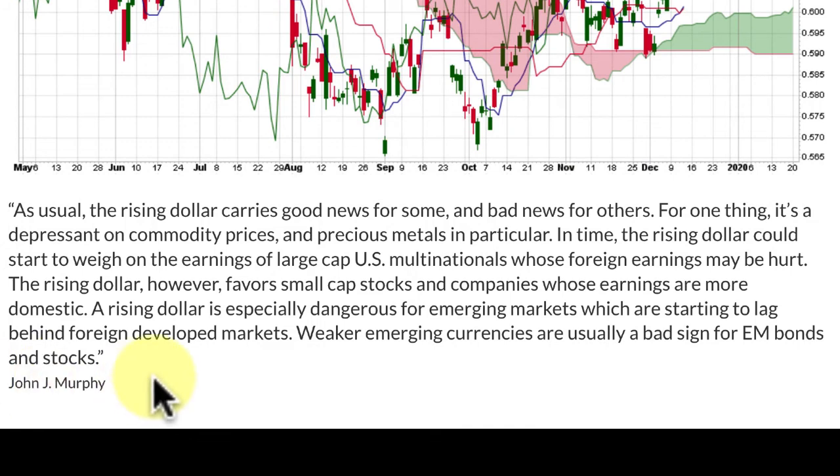"As usual, looking at this chart, the rising dollar carries good news for some and bad news for others. For one thing, it's a depressant on commodity prices and precious metals in particular. In time, the rising dollar could start to weigh on the earnings of large-cap U.S. multinationals whose foreign earnings may be hurt. The rising dollar, however, favors small-cap stocks and companies whose earnings are more domestic. A rising dollar is especially dangerous for emerging markets, which are starting to lag behind foreign developed markets. Weaker emerging currencies are usually a bad sign for emerging market bonds and stocks."